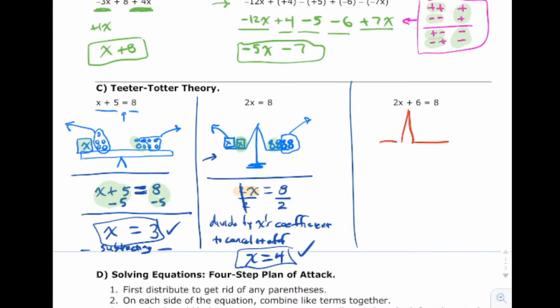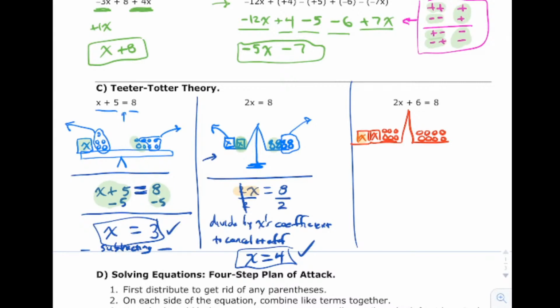Another teeter-totter. So this side has 8 loose pound weights. This side has not just 1x, but 2 of them. And then 6 pound weights. Okay, that's our balance. The question is, well, what does one of these x's weigh? So we have to start by getting rid of some stuff.